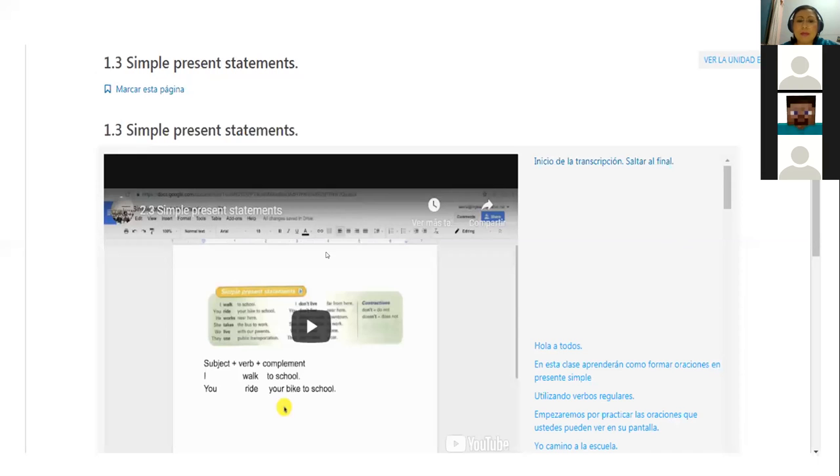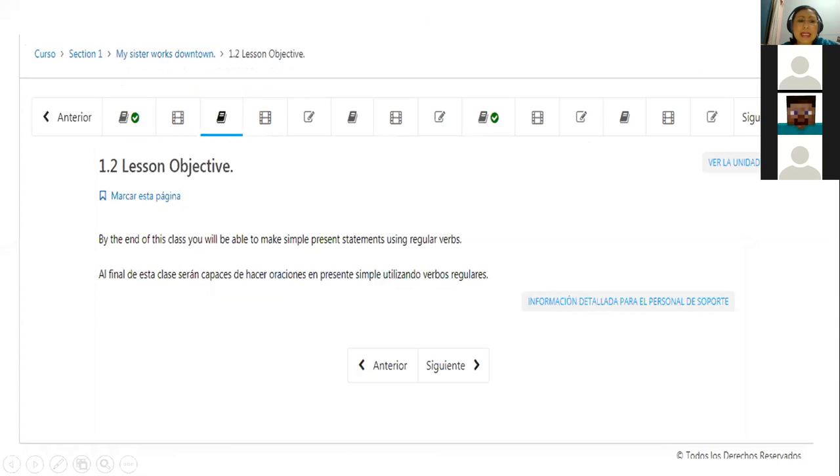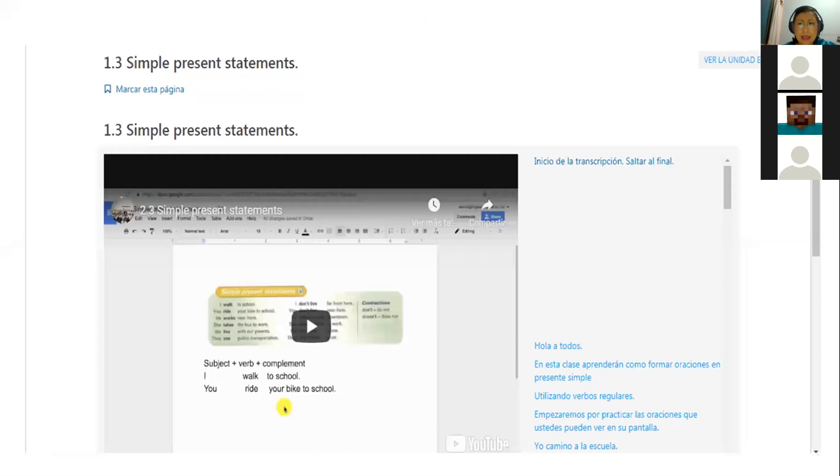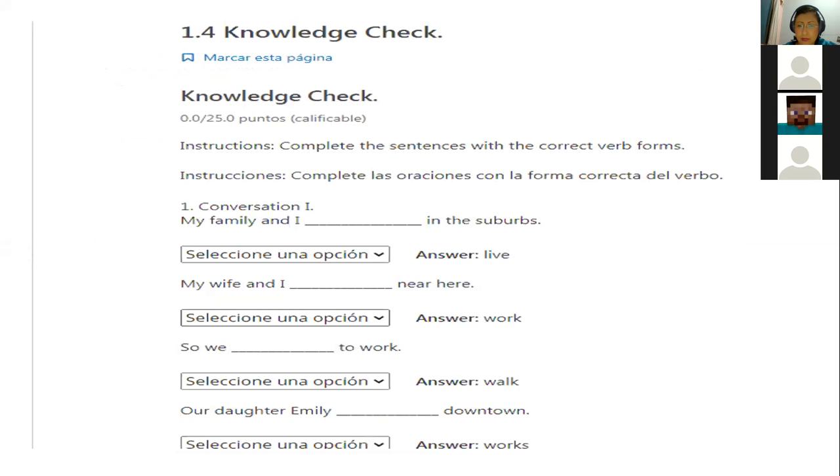1.3 in the platform. So in there, the objective is that by the end of this class, you will be able to make simple present statements using regular verbs. And then you have a video where you can see the formula in order to form these simple present statements, which is subject plus verb plus complement. For example, I walk to school. You ride a bike to go to school.